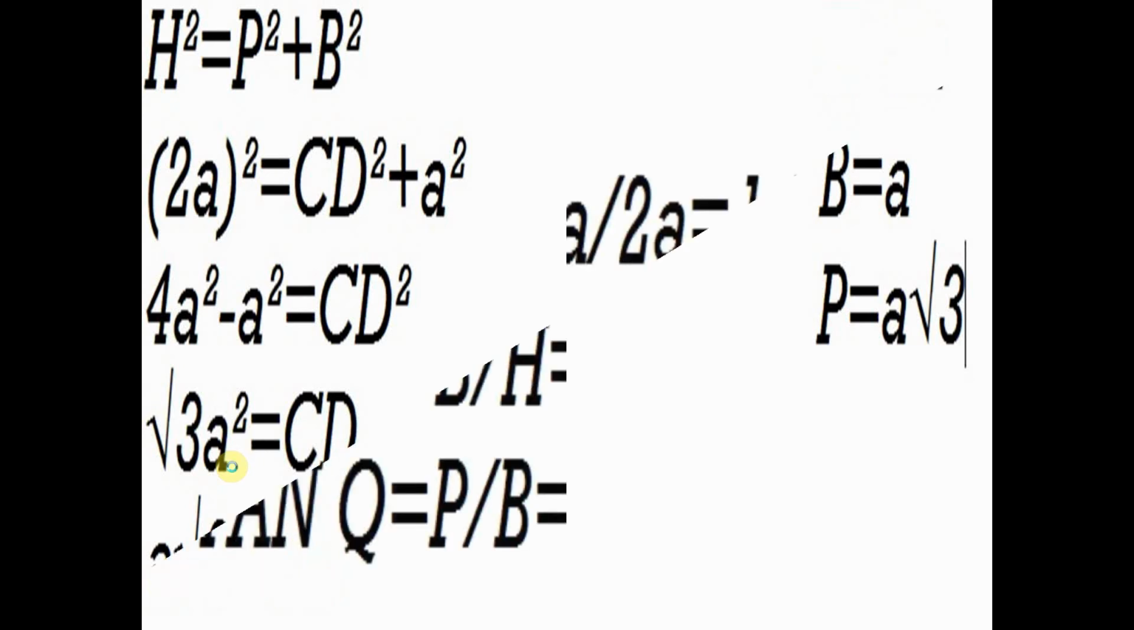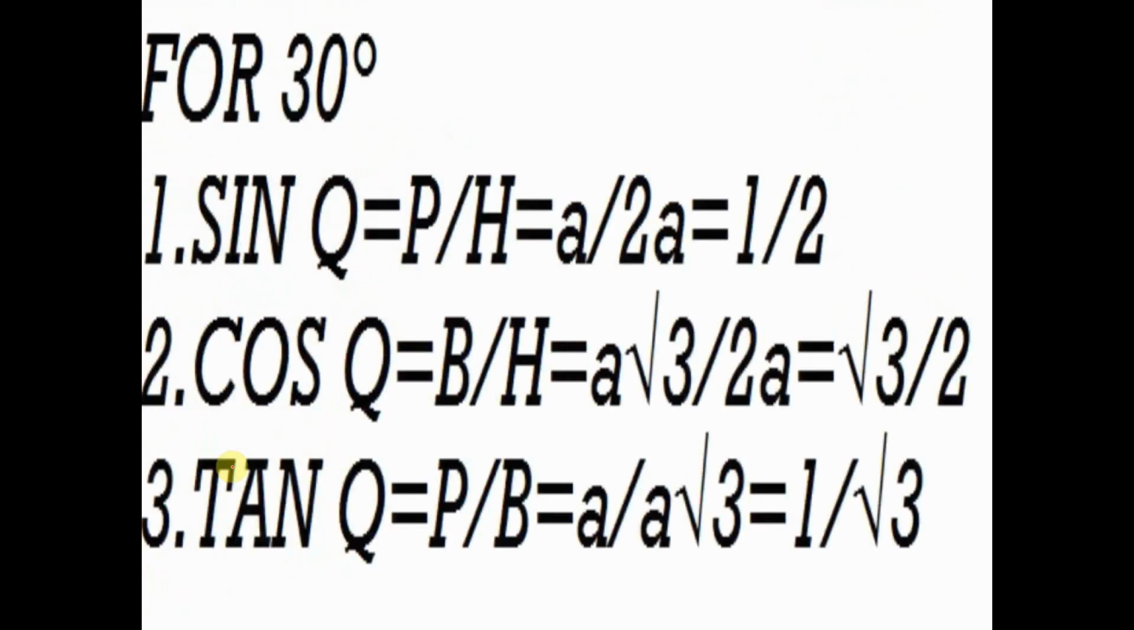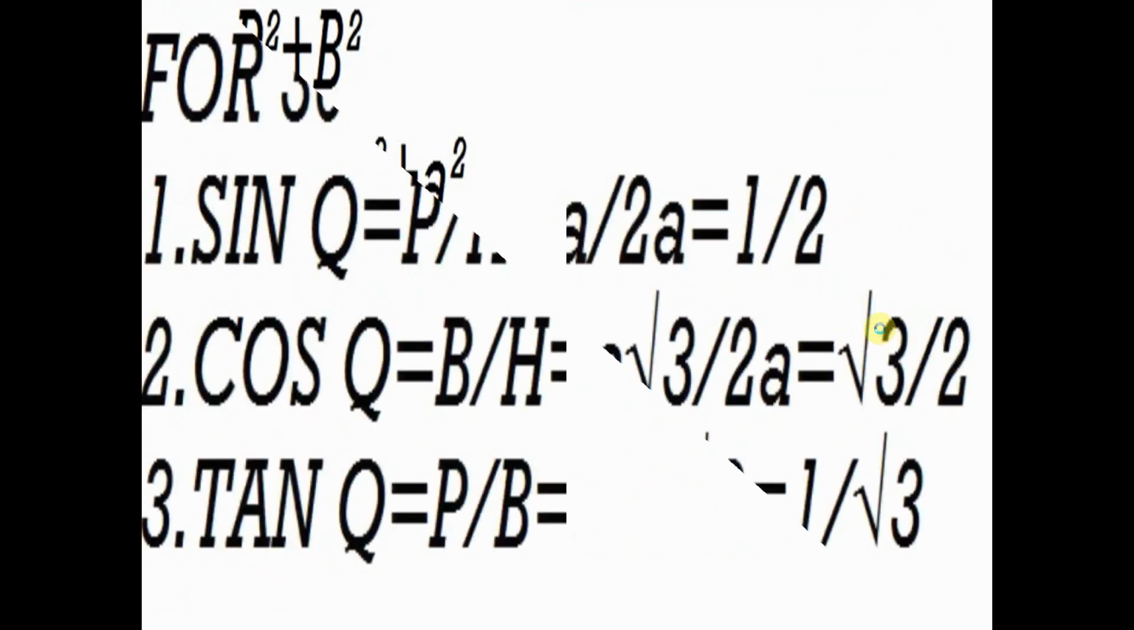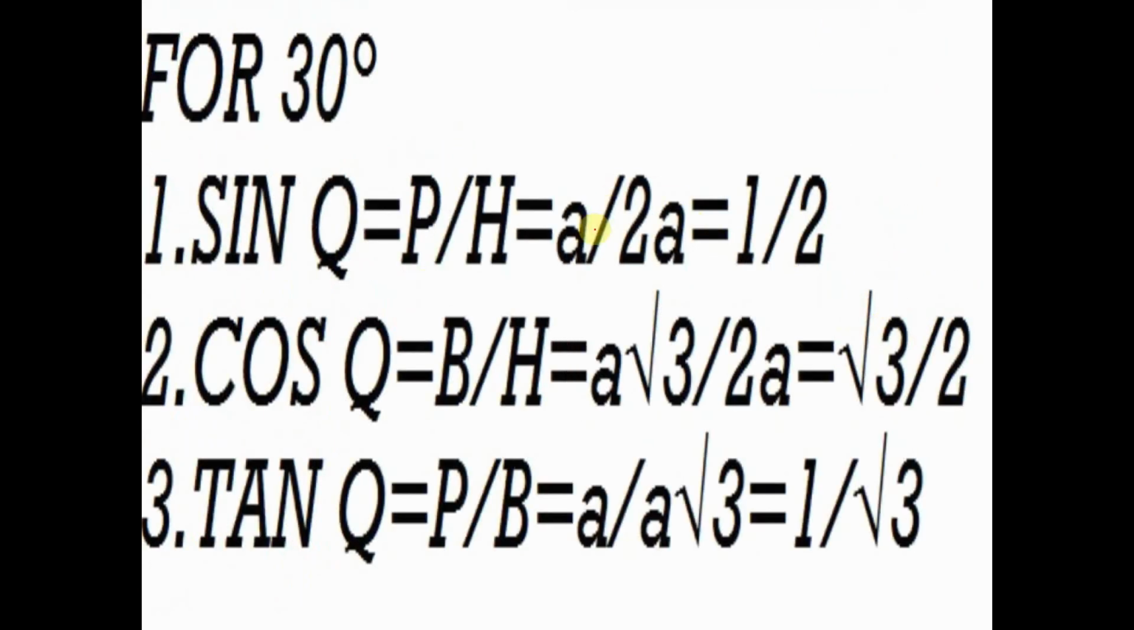Now we will take the values for 30 degree. First formula, sin theta, p by h. So for the p value, now you will see here the p value is a root 3, but here the p value is only a. I will explain.